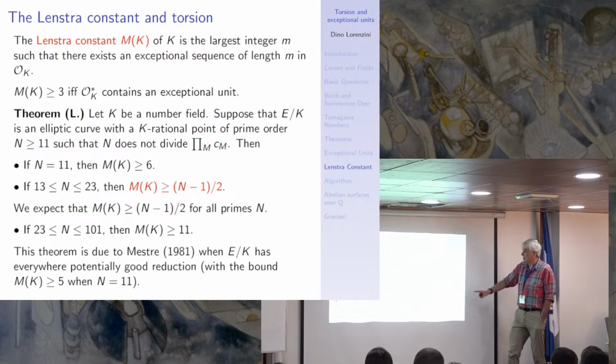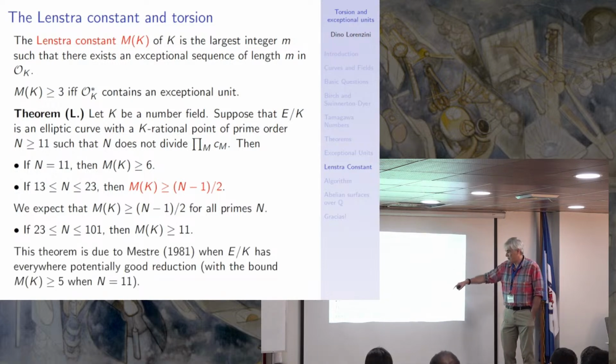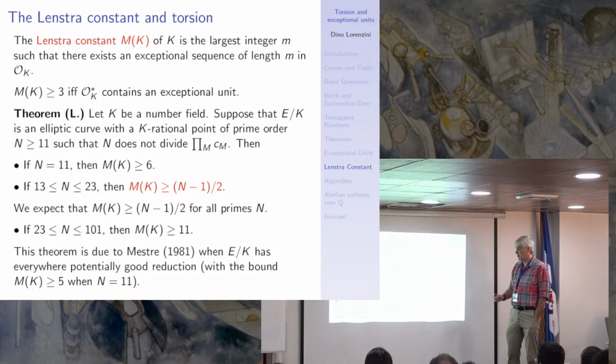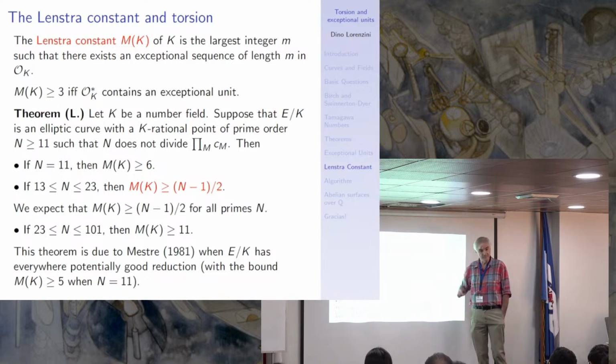Okay, I just want to point out that this theorem, when the curve has everywhere potentially good reduction, is due to Mestre. And again, in 1981, Mestre was not interested in what I was interested in. He was interested in making examples of Euclidean number fields, right? And he used elliptic curves to find fields that had big Lenstra constant.